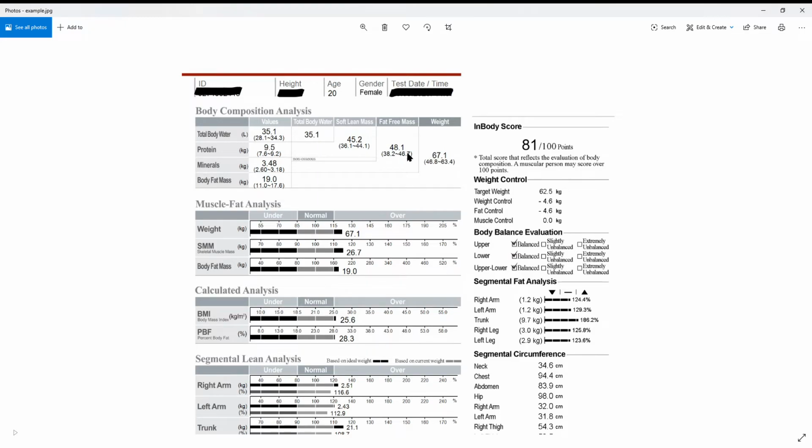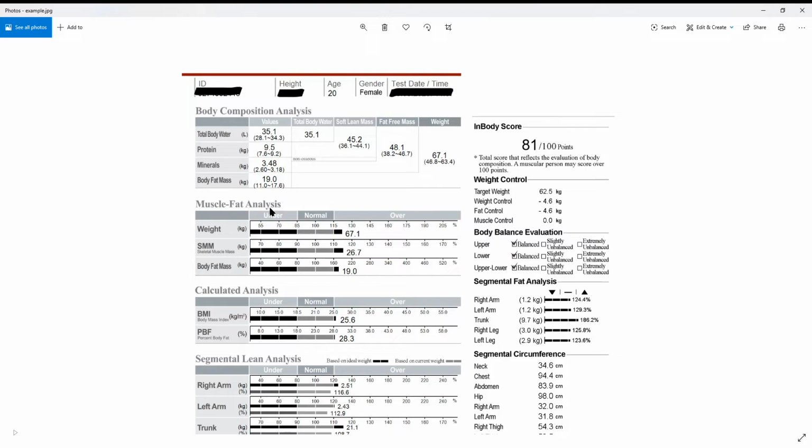If we move to the left of that and we take away body fat mass, we have your fat-free mass. From there, if we take away the minerals stored inside your bones, we have your soft lean mass, and if we take away those protein cells, we are left with total body water. Looking at the muscle fat analysis is a good indicator of your overall body composition.